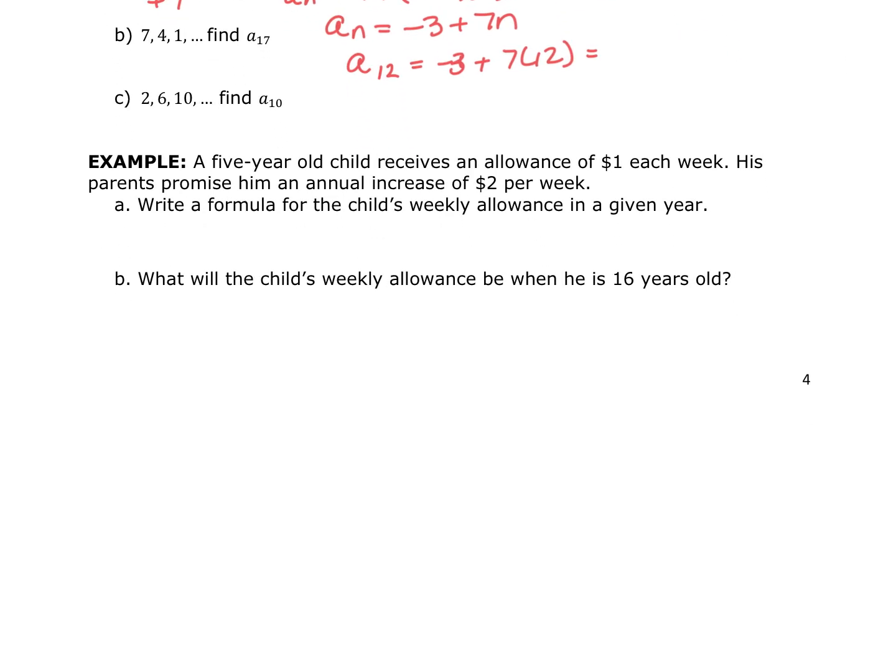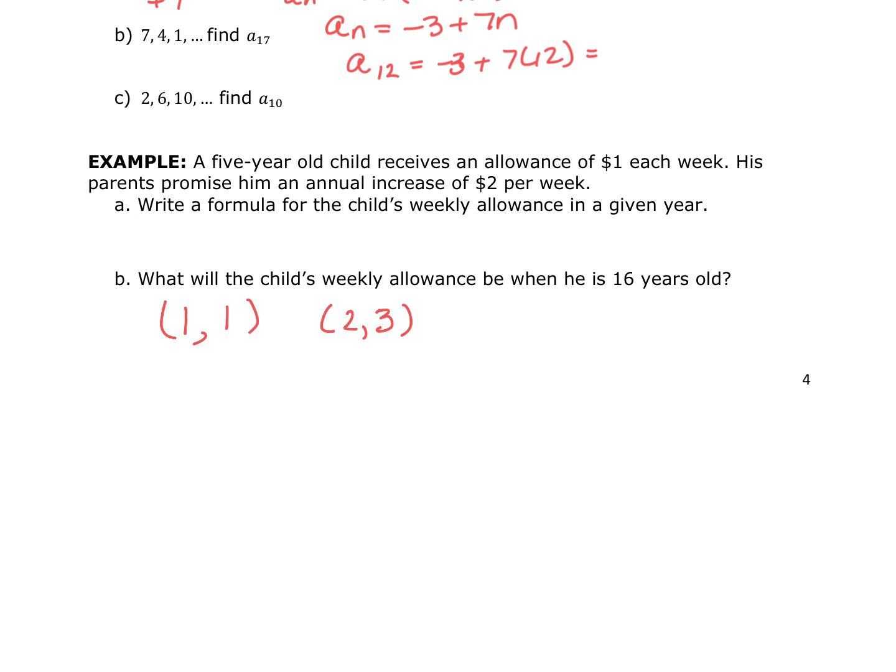So here's an example. Here's an application. A 5-year-old child receives an allowance of $1 each week. His parents promise him an annual increase of $2 per week. So what I know is this. At year 1, he gets $1. Now my year 1 is a 5-year-old. Year 2, he gets $3, because that's $2 more.